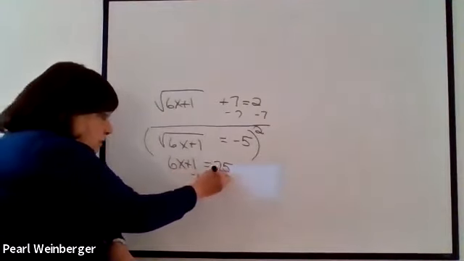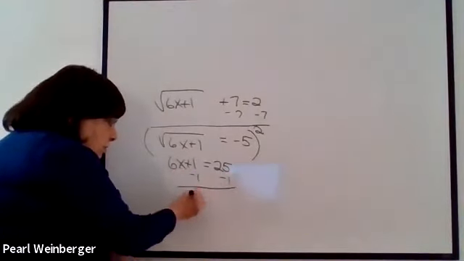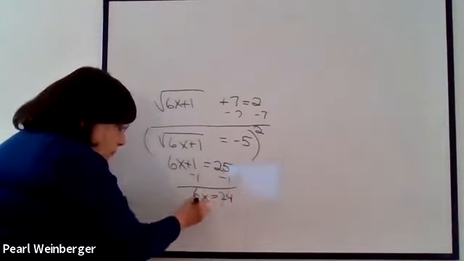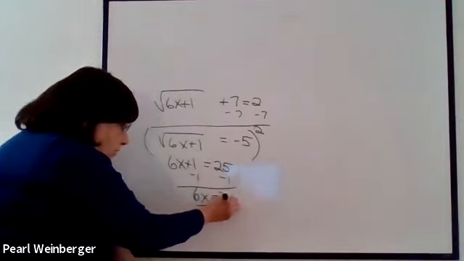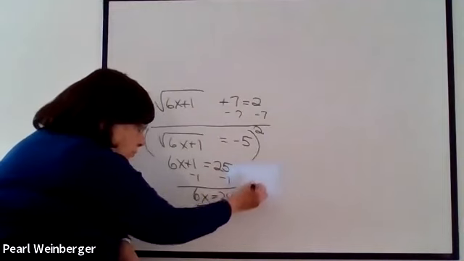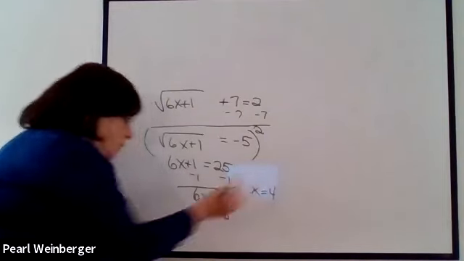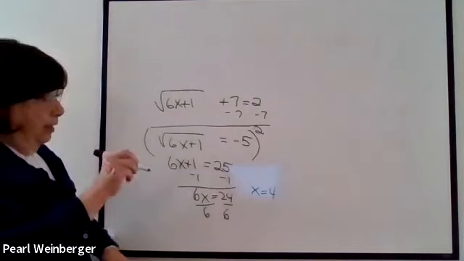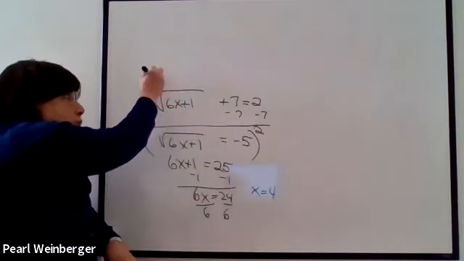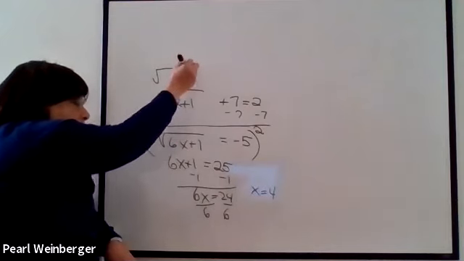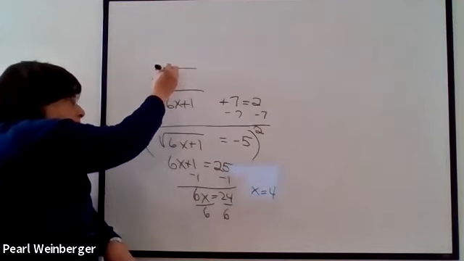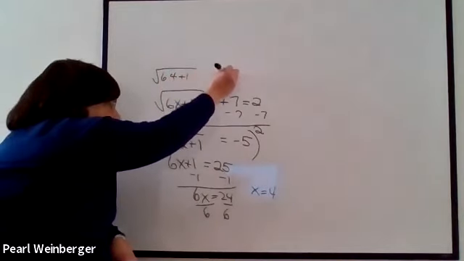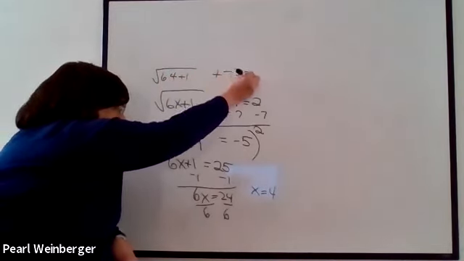And I subtract 1 from both sides. This gives me 6x equals 24. And then I divide both sides by 6, and I get x equals 4. But I don't stop there. I go to check, see if x equals 4 works. Let's see if it does. The square root of 6 times 4 plus 1, plus 7 equals 2.